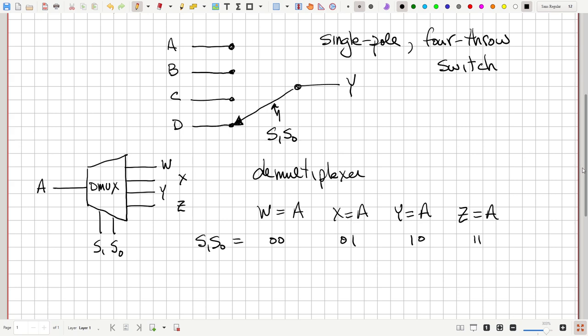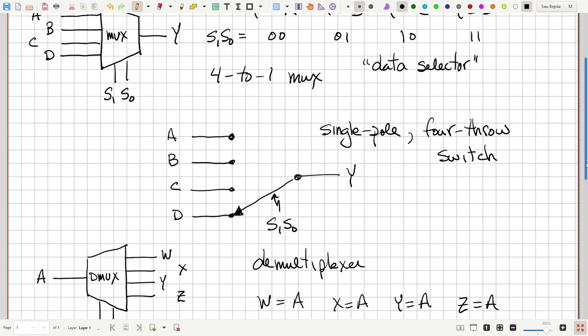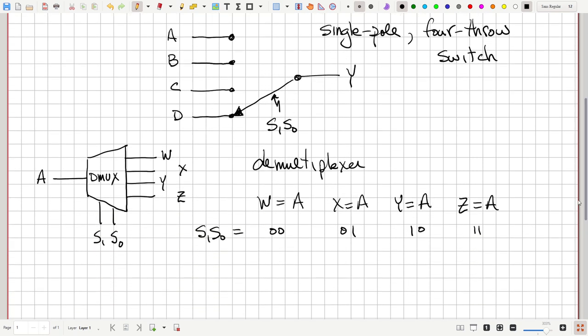Other names for multiplexer and demultiplexer: the multiplexer is sometimes called a data selector. By changing these selection signals, we can choose different data streams. And the demultiplexer is sometimes called a data distributor. We've got one data stream, the input A, and we select which output we distribute that data to.